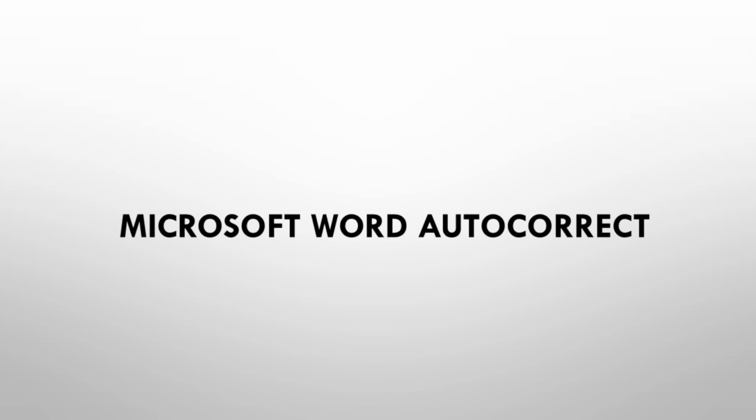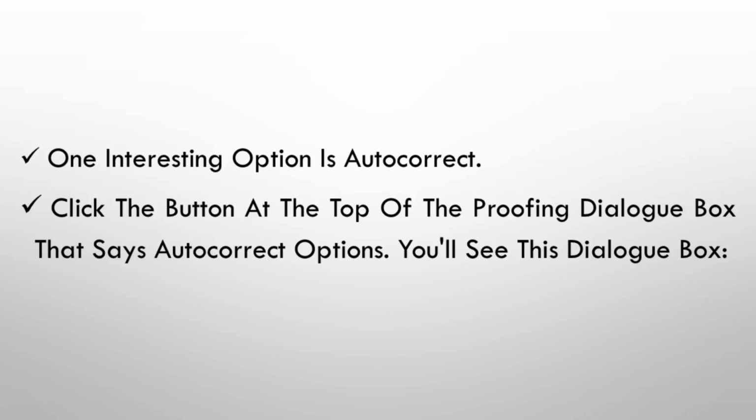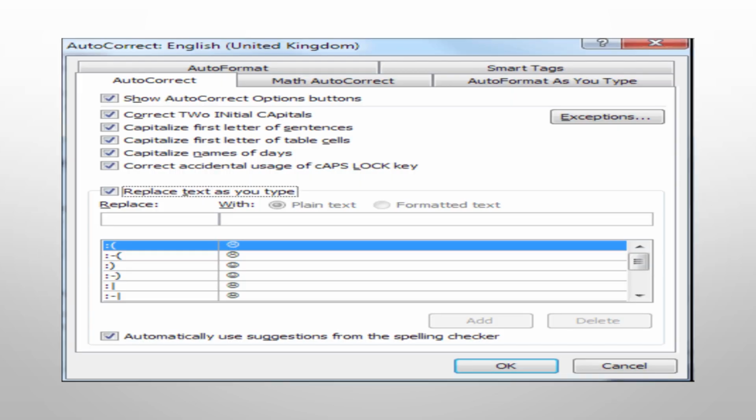Microsoft Word Autocorrect. One interesting option is Autocorrect. Click the button at the top of the proofing dialog box that says Autocorrect Options. You'll see this dialog box. On the Autocorrect tab, you can see a lot of inbuilt options have been checked. So, Word will, for example, automatically capitalize days of the week for you as soon as you press the space bar on your keyboard.